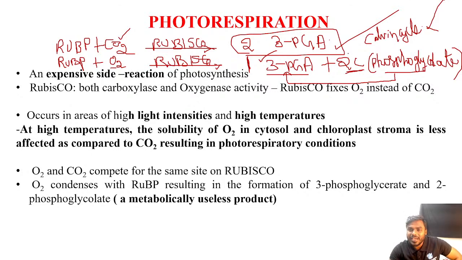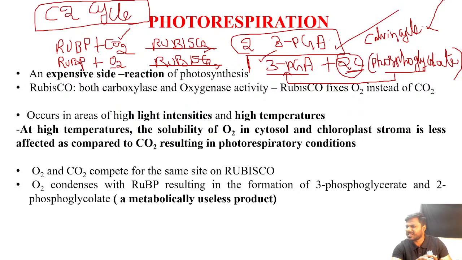And friends, here we produce a 2 carbon containing compound as a waste product. That's why photorespiration is also called the C2 cycle. Simple point. Since the byproduct is a 2 carbon containing compound, I will be calling it the C2 cycle. So C2 cycle is the same, and photorespiration is also the same. Kindly do not confuse.